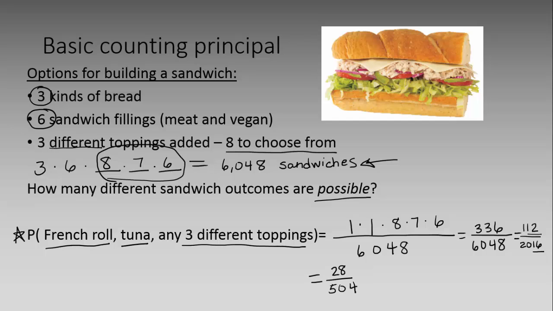Let's see what that would be. Okay, 28 over 504, I can divide that by 4 again, can't I? Okay, now that doesn't reduce unless 126 is divisible by 7. And it is. Turns out that 7 goes into 126 18 times, and so this is my probability that if someone randomly prepares a sandwich, it will be a tuna sandwich on a French roll.